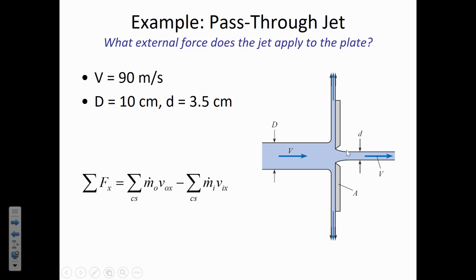We can calculate the coefficient of contraction on this one. We've got two different diameters. We've got the large diameter and the small diameter, and we want to find out what force the jet is imparting on the plate.